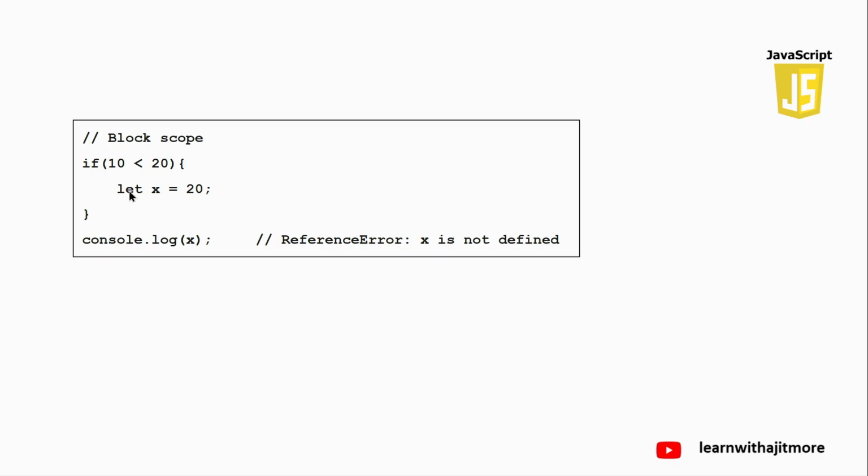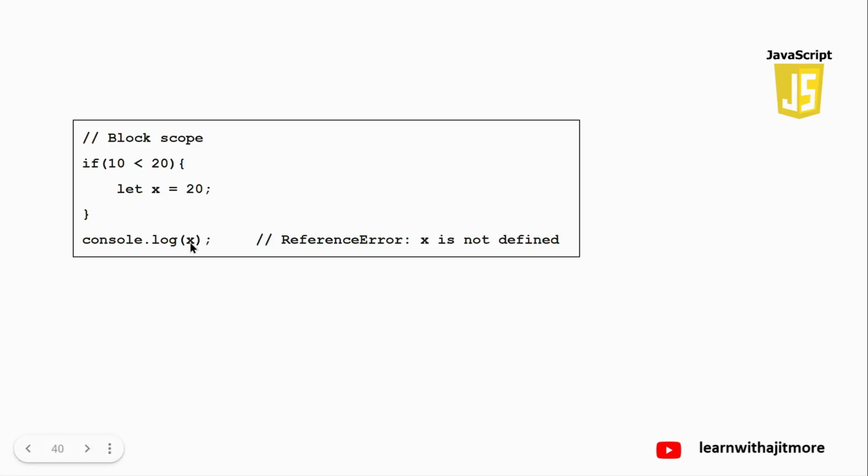This is using let. As it is let, x is going to have the scope of if, and when if is over, x is gone. And as x is gone, if you're trying to use it, it will give you a reference error. It will say x is not defined.